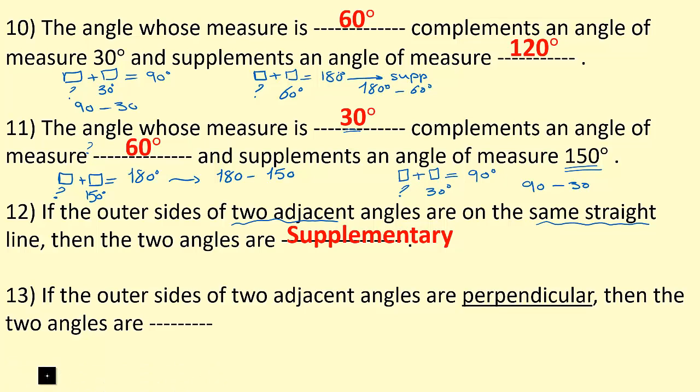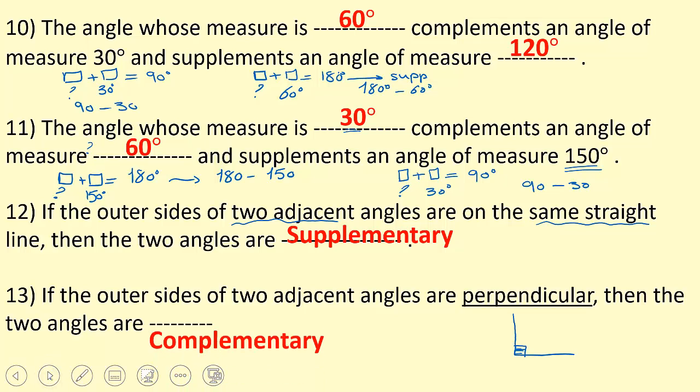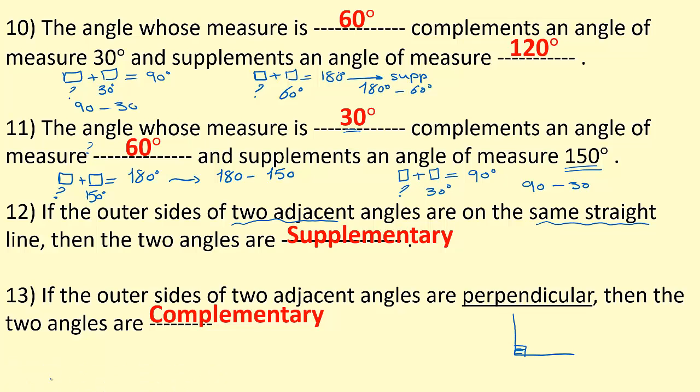Number 13. If the outer sides of two adjacent angles are perpendicular. Perpendicular means that they form 90 degrees. What are the two angles that if I add them together I will get the measure of 90 degrees? They are the complementary angles. So, if the outer sides of two adjacent angles are perpendicular, in this case I am talking about complementary angles. Copy the answers in the sheet and then come back to complete the last few questions.